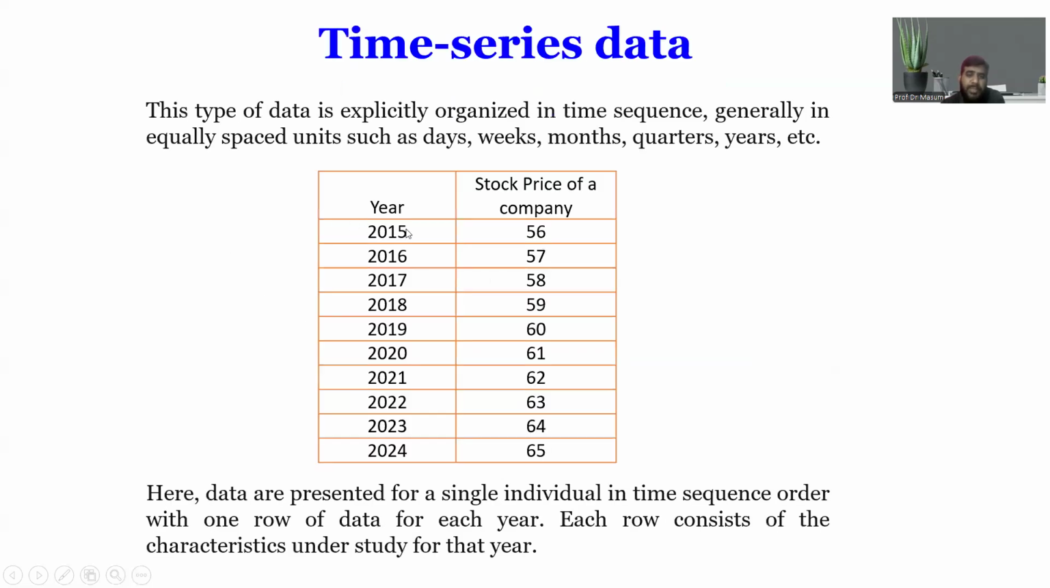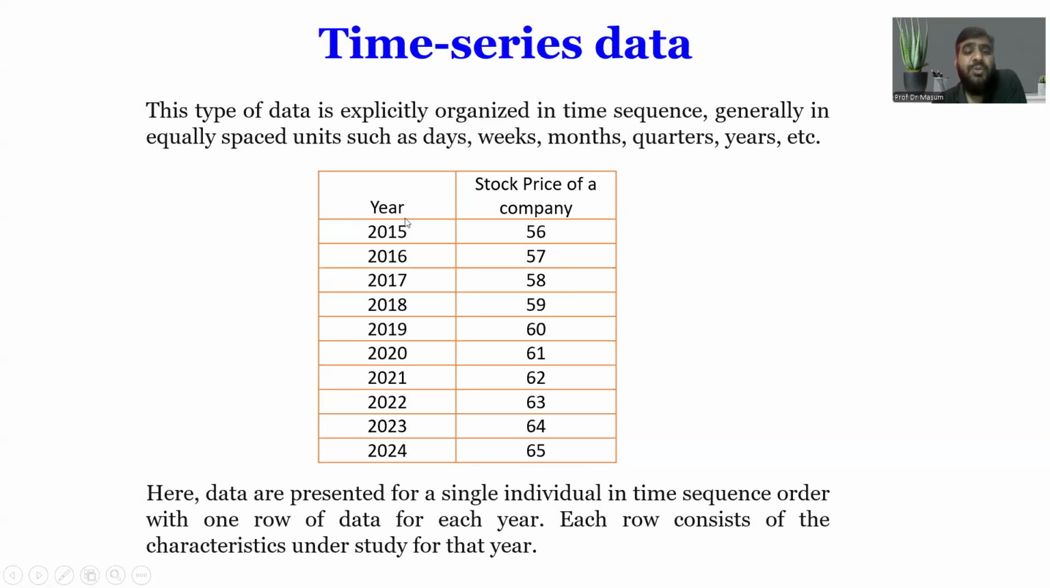So in 2015, the price of the stock was 56. What are the changes in 2016? The difference is $1, a $1 increase. So many points of time and one variable. This is known as time series data.